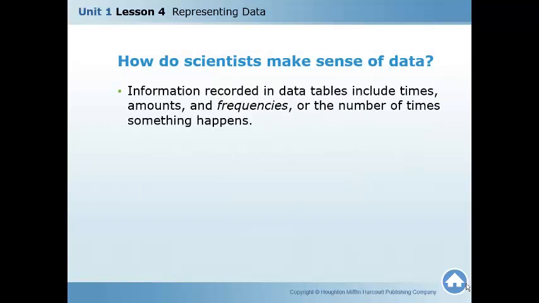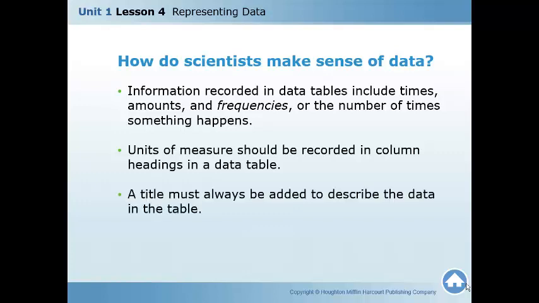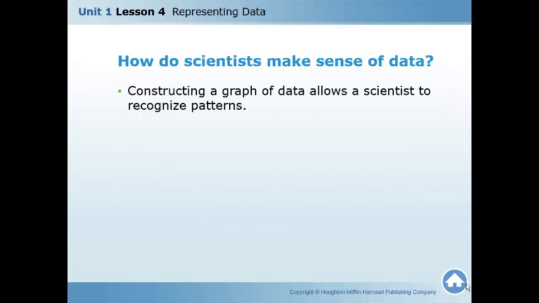Information recorded in data tables include times, amounts, frequencies, number of times something happens, maybe a temperature. Units of measure should be recorded in column headings in a data table. A title must always be added to describe the data in the table. If you have no title, somebody would not understand what you were recording data about.